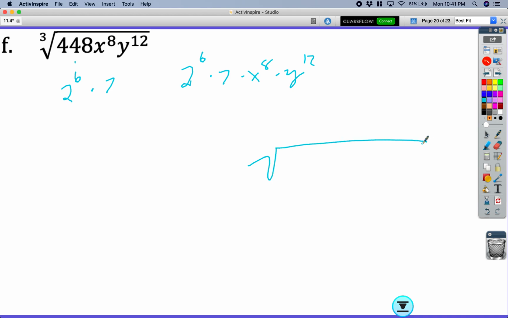Now this one's a little different because, remember, we're going to divide all these by 3. And the difference here, so far we got 2 to the 2nd, no difference there. 7 to the 1/3, that will be left in here. Now this is where it's just a tad different because this would be x to the 2 and 2/3. So the whole number right here would be x to the 2nd. The x to the 2/3 would then go in here.